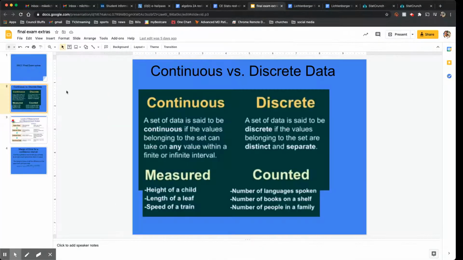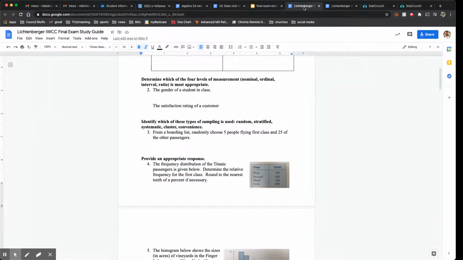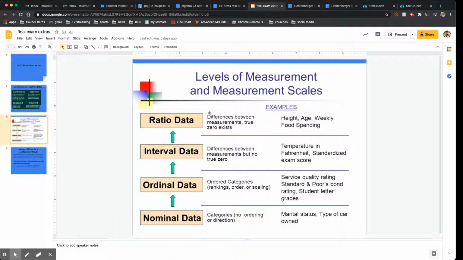Number two also has to do with your levels of measurement. So determine which of the four levels of measurement, nominal, ordinal, interval, and ratio, is most appropriate. The gender of a student in class. So that would be one of these four here. The gender would be a category, so that tells me it's got to be nominal or ordinal. The difference between nominal and ordinal, remember, is that in ordinal there's a specific order, a ranking involved. In nominal, there is no ranking involved.